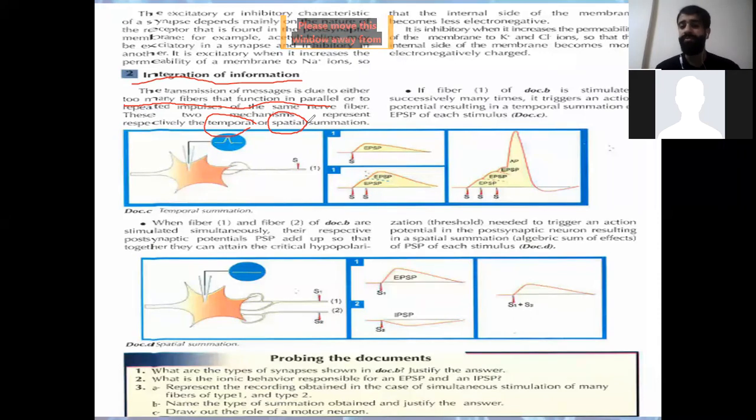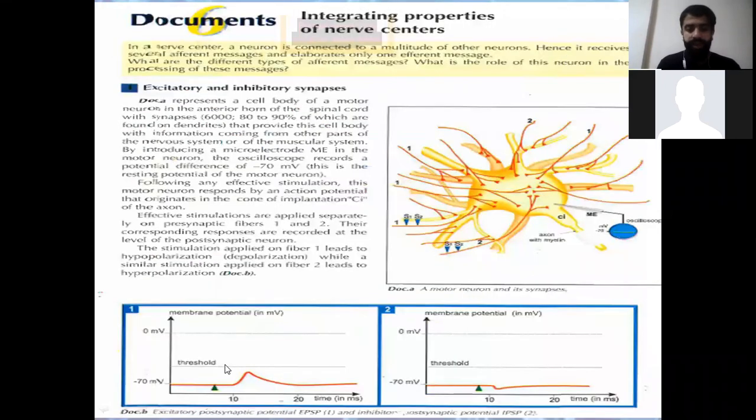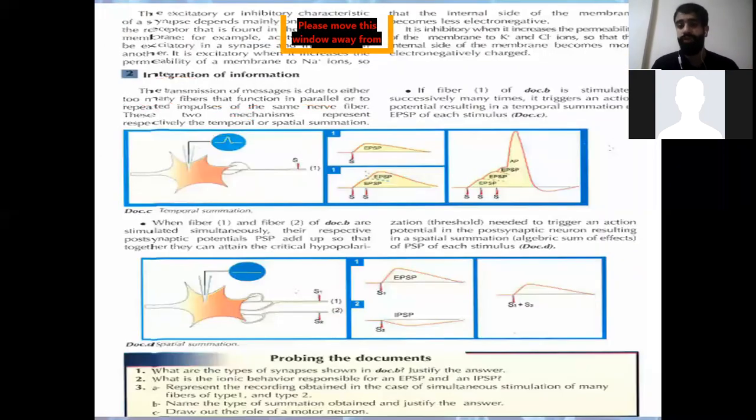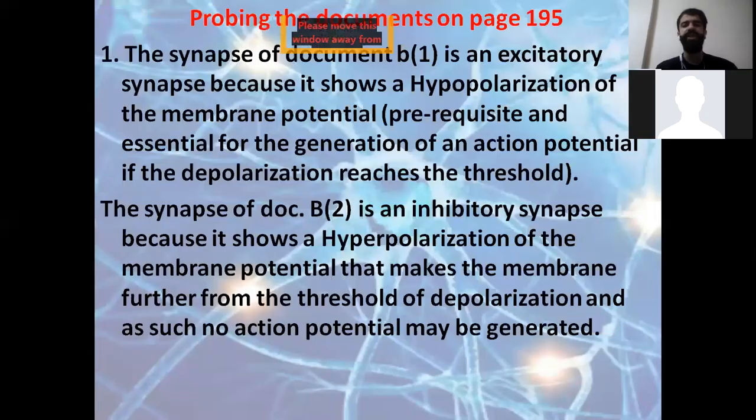If fiber 1 of document B, this is fiber 1 of document B, it has EPSP, excitatory post-synaptic potential. Sure, we have to work on this since we need to have an action potential, excitation. So it triggers an action potential resulting in a temporal summation, EPSP. So temporal summation. What's the meaning of temporal?